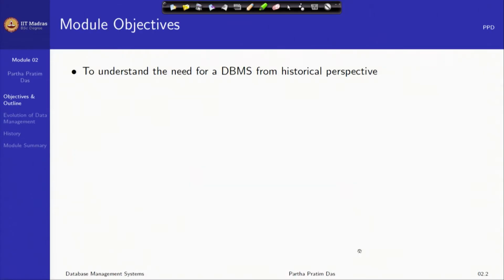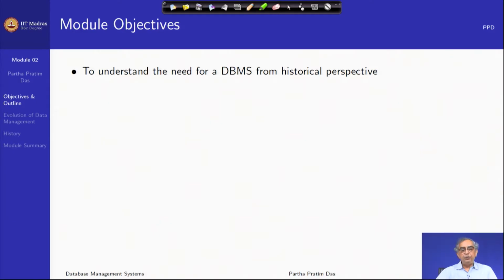In the current module and the next, which we have titled as part 1 and 2 of Why DBMS, we take a little deeper look into perspectives. In this module, what we want to do is to understand the need for a database management system from somewhat of a historical perspective, asking ourselves fundamentally what database management systems are needed for.